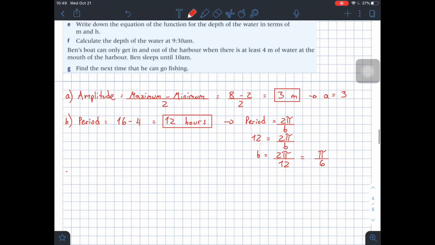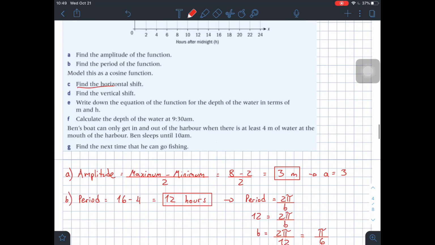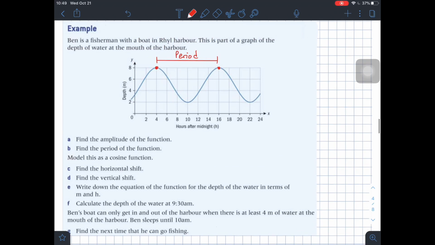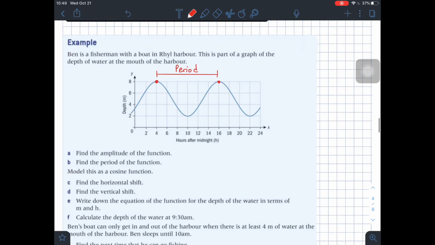Then, if we move on to part C, it says, find the horizontal shift. In order to find the horizontal shift, we would first have to identify whether we're going to work with a cosine or a sine function. I think it's easier if we consider this to be a cosine function, right?